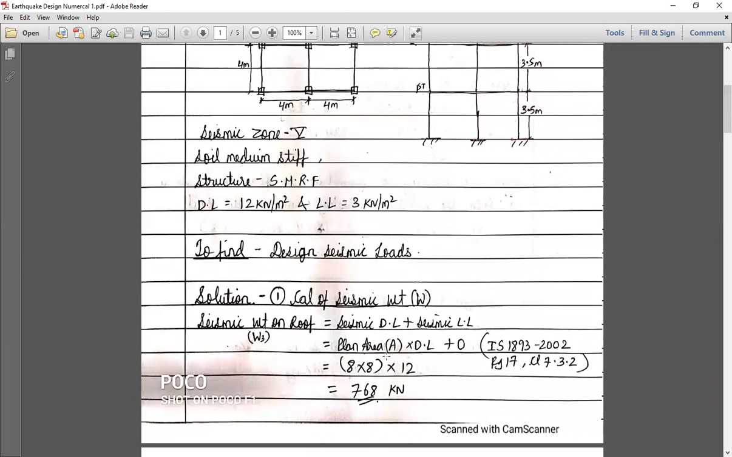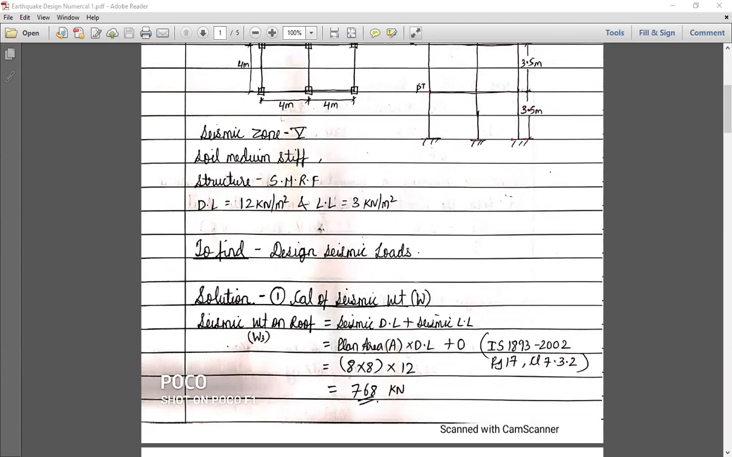So the seismic weight on the roof is given by dead load plus live load. How will we calculate the seismic dead load? This is the plan area into the dead load, which will give us the total load. And seismic live load, as per IS 1893 on page number 17, it is mentioned that on the roof the live load is not considered. So let us check that. I will just show you on page number 17.